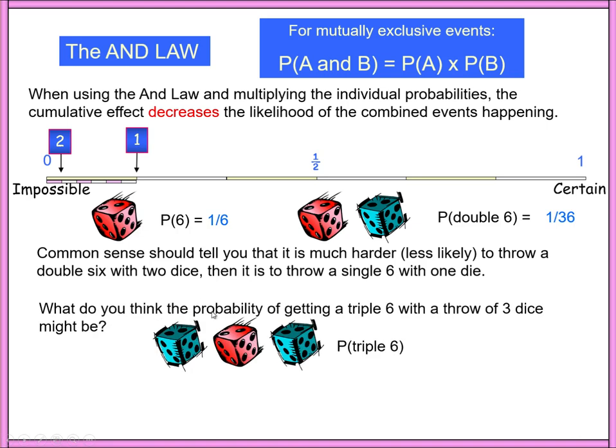What do you think is the probability of getting a triple 6 when you throw 3 dice then? So probability on one dice is 1 out of 6, on another dice 1 out of 6, and on the third dice is also 1 out of 6. So 1 out of 6 times 1 out of 6 times 1 out of 6 is going to be 1 out of 216. And as you see, that's even smaller, it's very close to 0, so it's a very small chance of getting 3 6s.